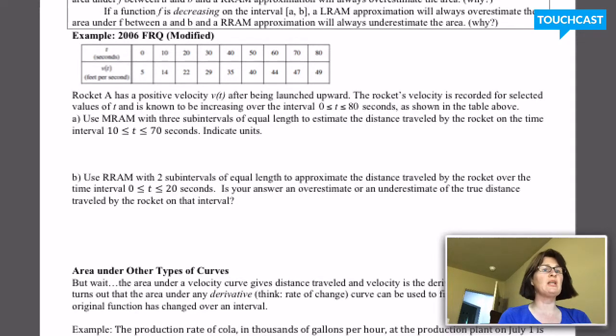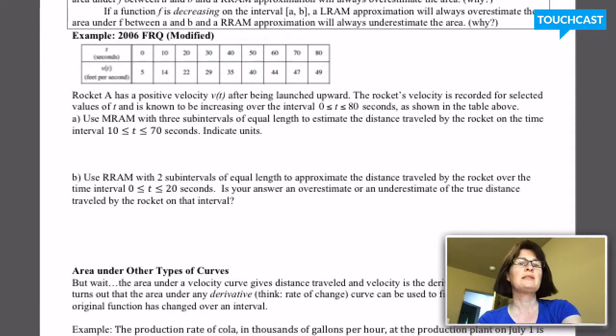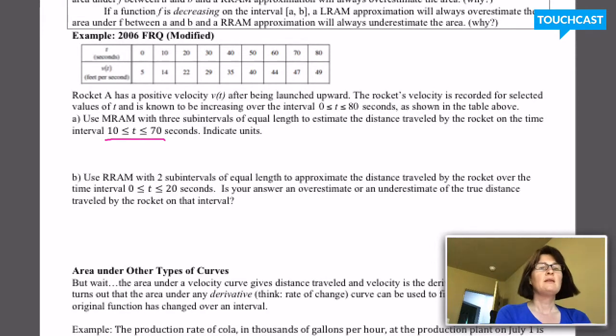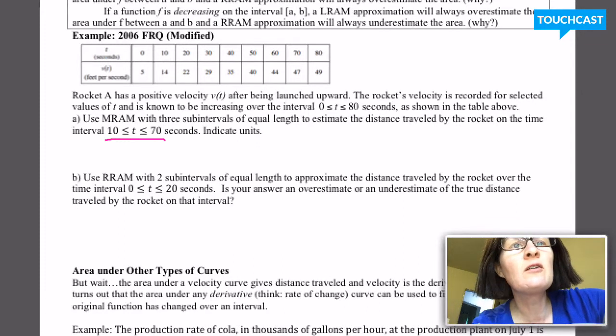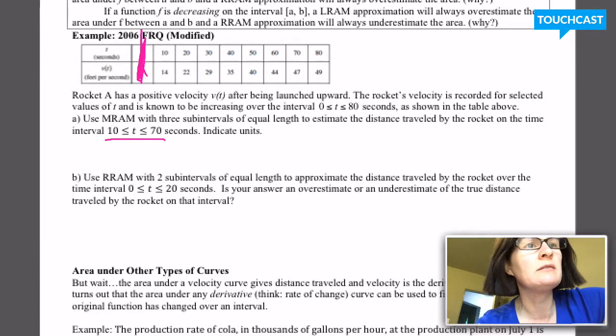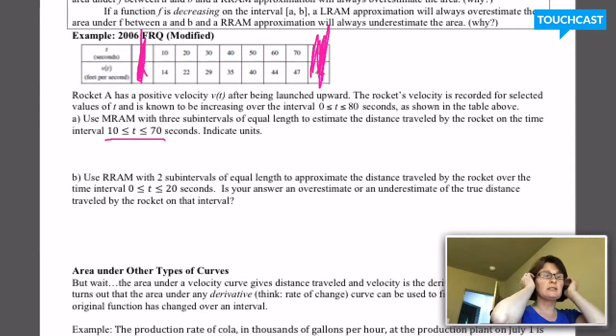Rocket A has a positive velocity. It's being launched upward. Use MRAM and 3 subintervals of equal length to estimate the distance traveled by the rocket on the interval, and this is important, 10 to 70. So notice they've given us data for times 0 to 80, but they're asking us to only give this estimate for times 10 to 70. So this piece of data at time 0 and this piece of data at time 80 are not helpful to us. We're only interested in the times going from 10 to 70.